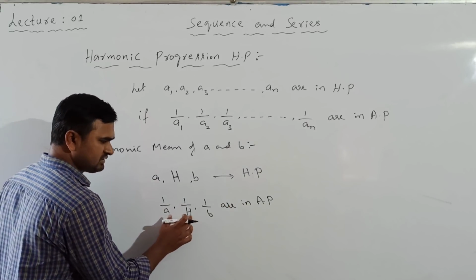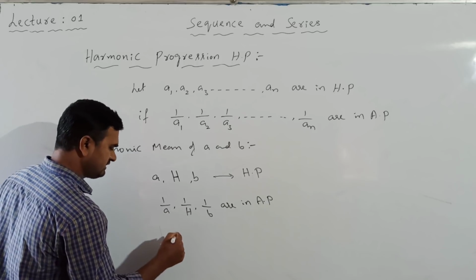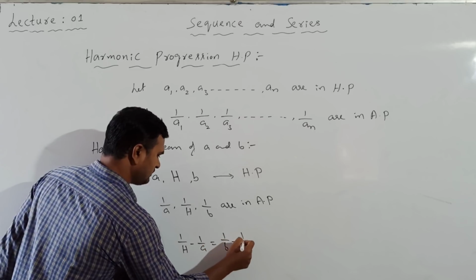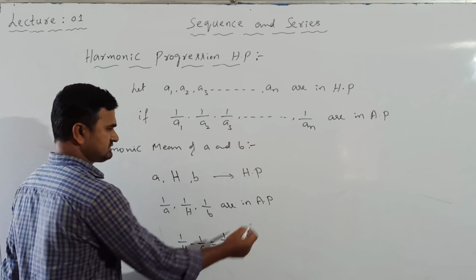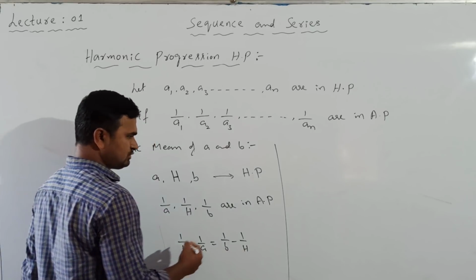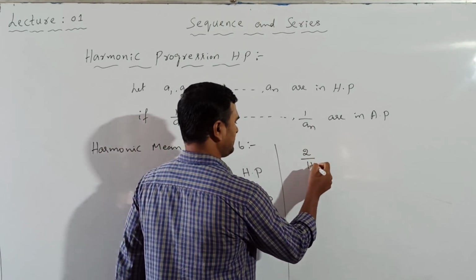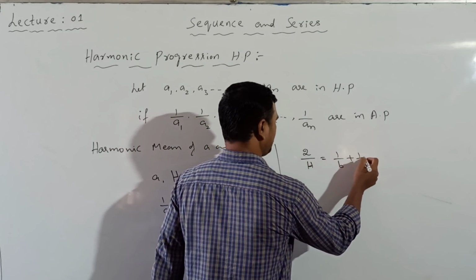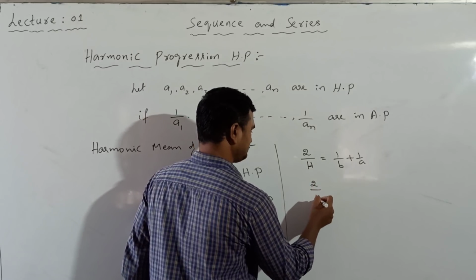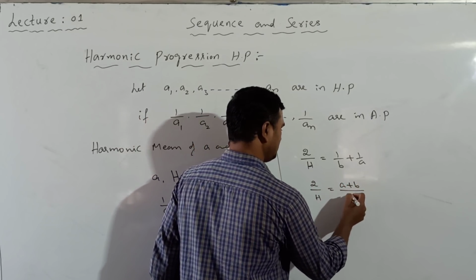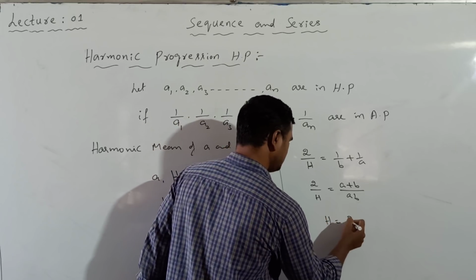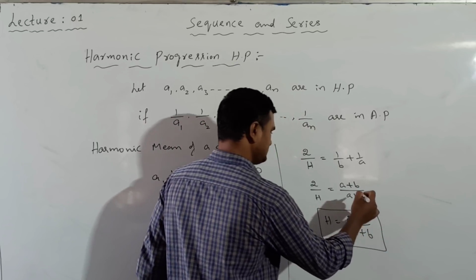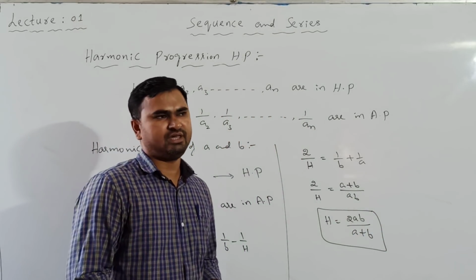So find the H value. Since they are in AP, we can take the difference: 1 by H minus 1 by A is the same as 1 by B minus 1 by H. Solve it. Rearranging, 2 by H is equal to 1 by B plus 1 by A. Taking LCM, A plus B by AB. So the H value is 2AB divided by A plus B. So here H is nothing but the harmonic mean of A and B.